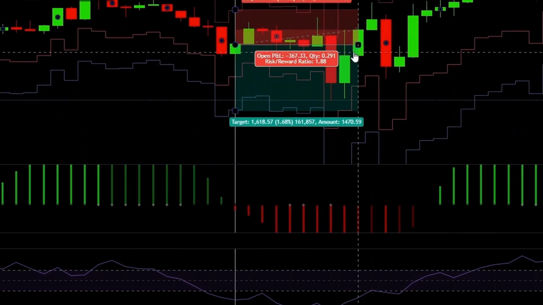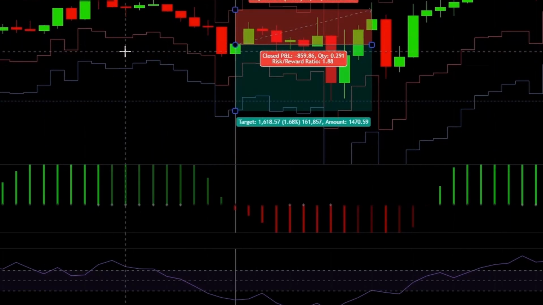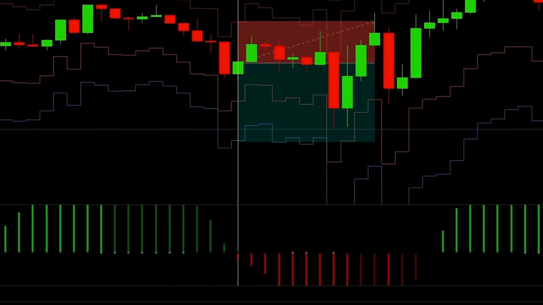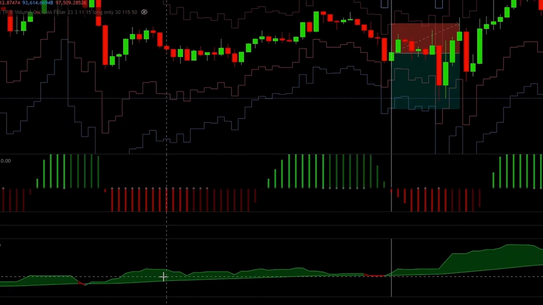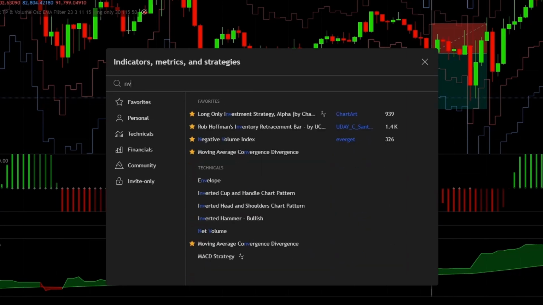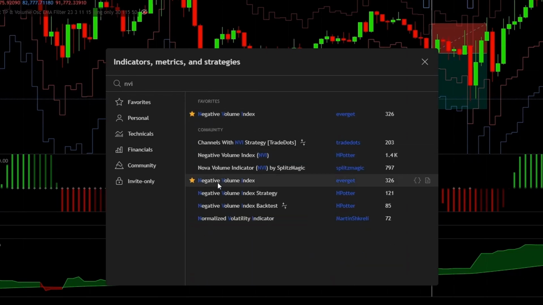And this trade was a losing one, but that's normal. Okay, let's move on. Next up we have the negative volume index, which looks like this. To get that on your chart, type in NVI and add the negative volume index by Everget.